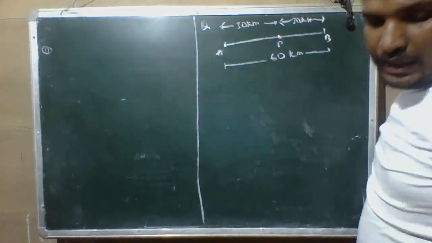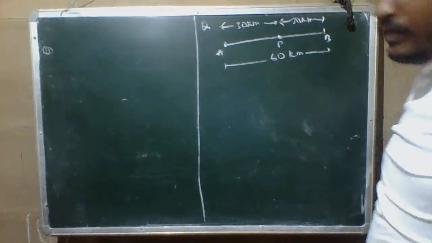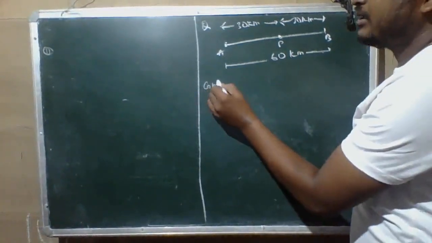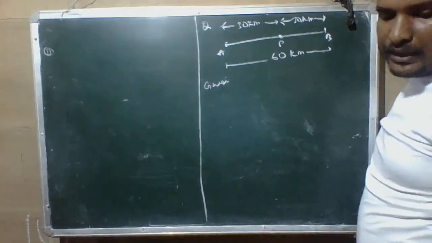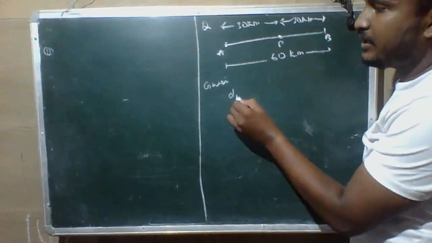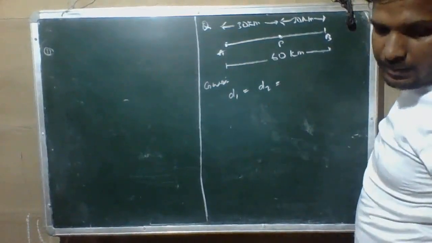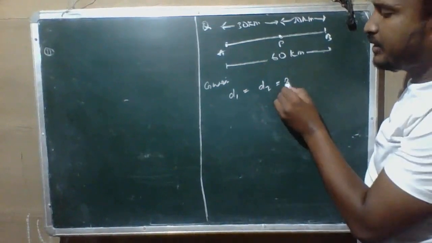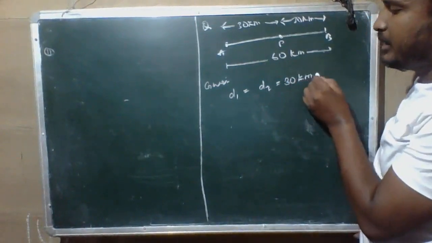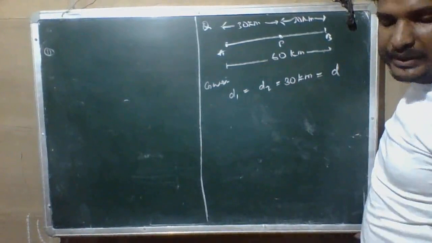Okay. Now, first of all, we have to write what are the things given here. What parameters are given? Distance d1 and this distance d2 are also given. So d1 and d2 both are equal to how much? 30 km. Both are 30 km, and we have considered d for simplicity.